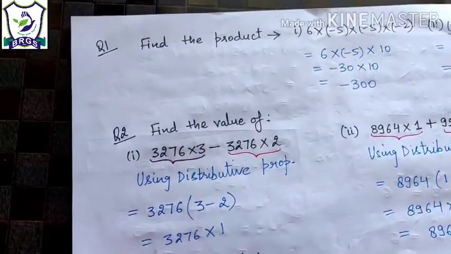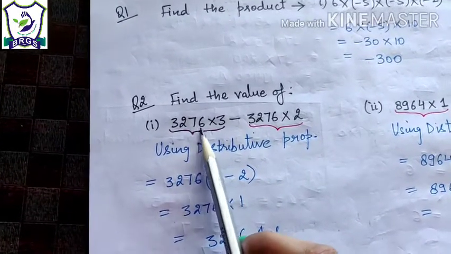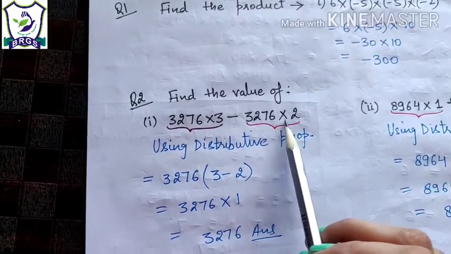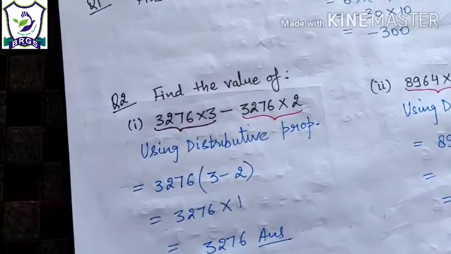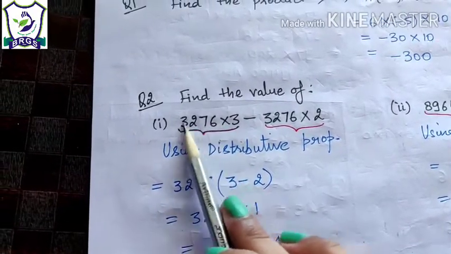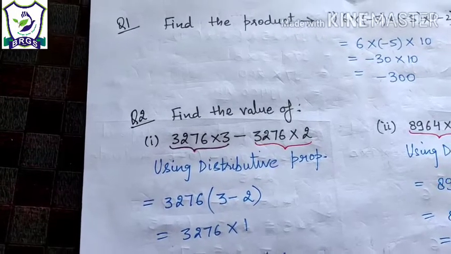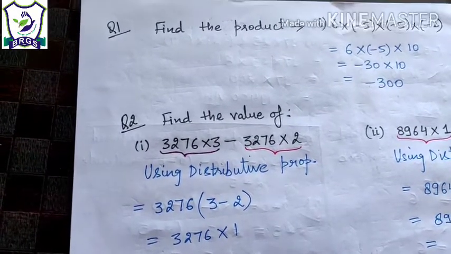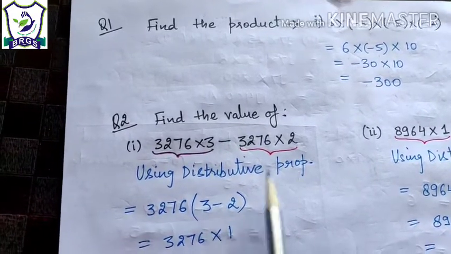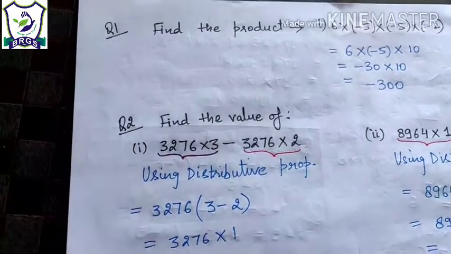Now here you have to find the value of this expression: 3276 multiplied by 3 minus 3276 multiplied by 2. Now see, one thing is common here. This number 3276, it is here also and here also in both the terms. So what we will do in such kind of questions, we will use the distributive property, which we have learned. So using the distributive property, I can take 3276 common from both the terms.